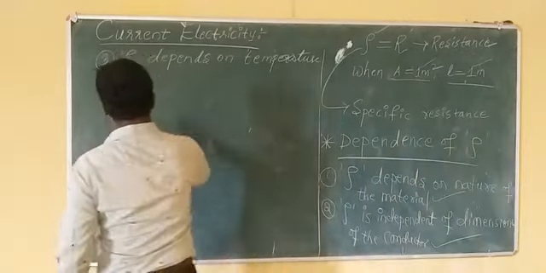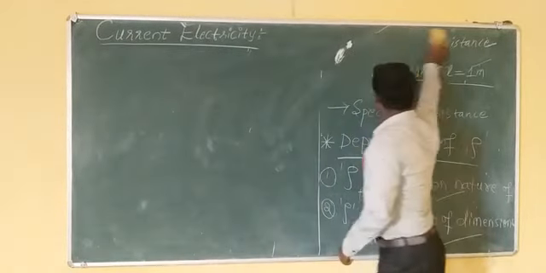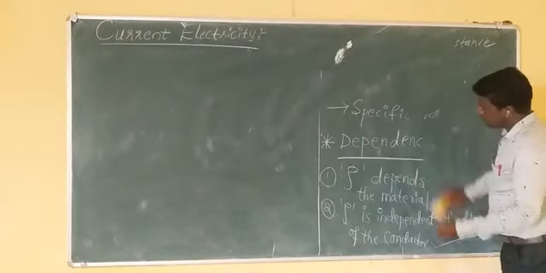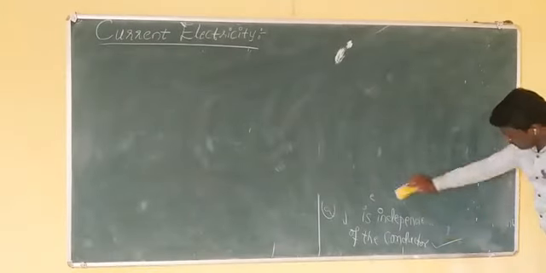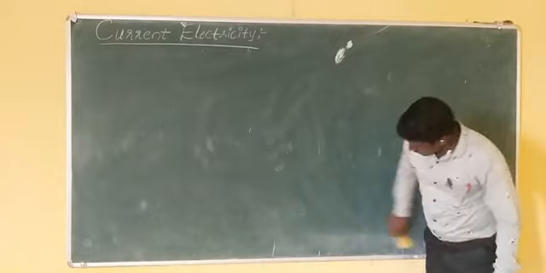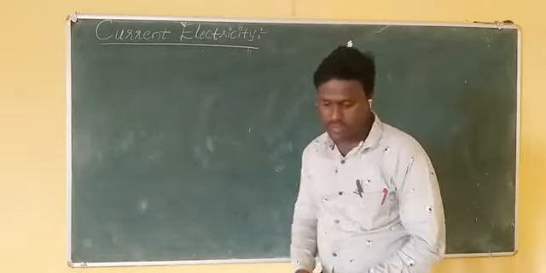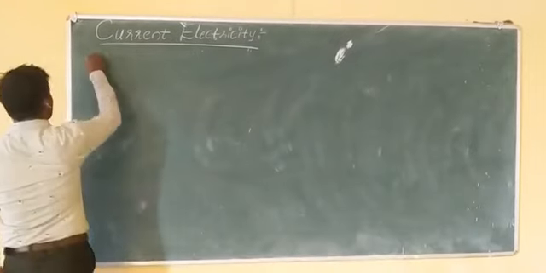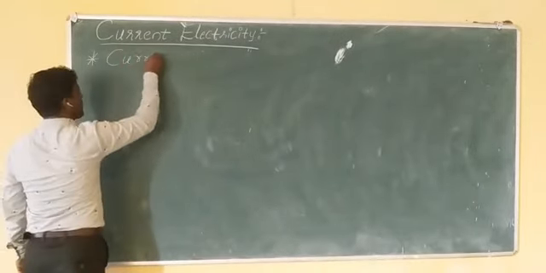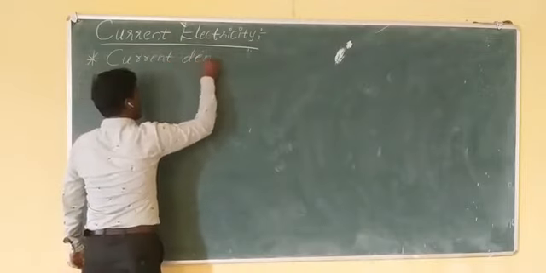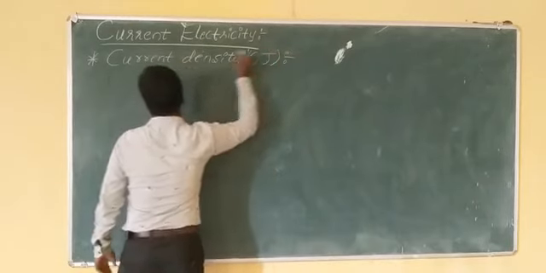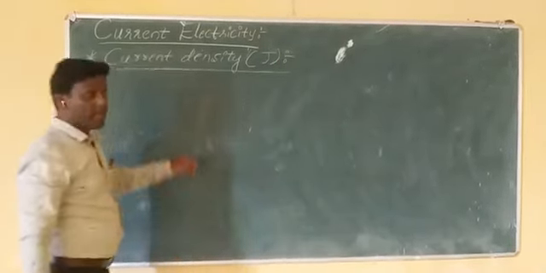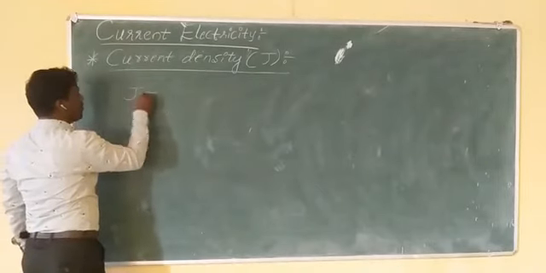Next, there is a small derivation that I want to tell you. First of all, there is another small definition: current density. Current density, its symbol is J. Current density is defined as J equals I by A.